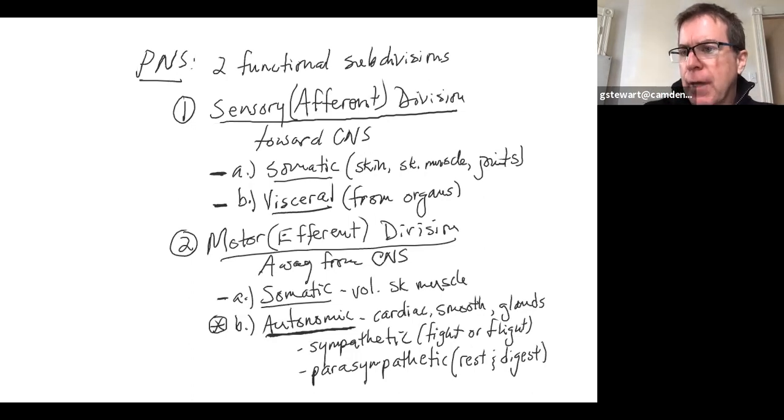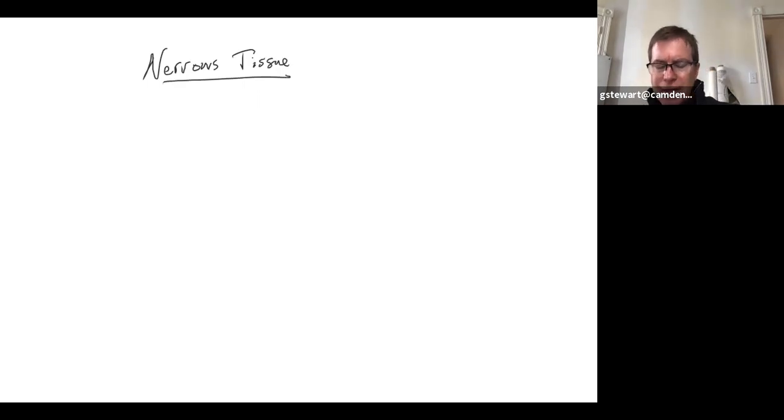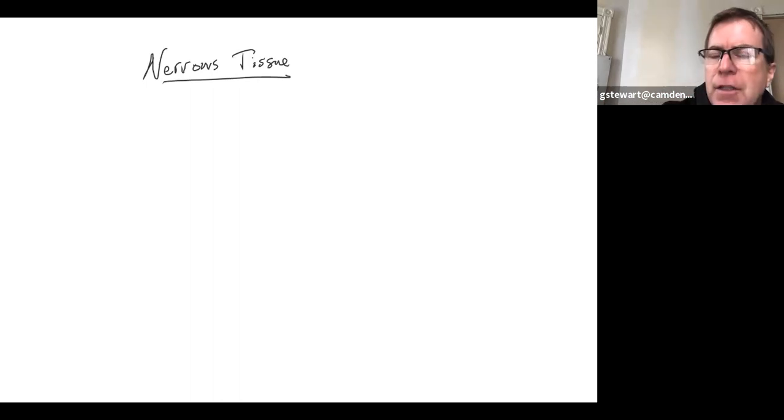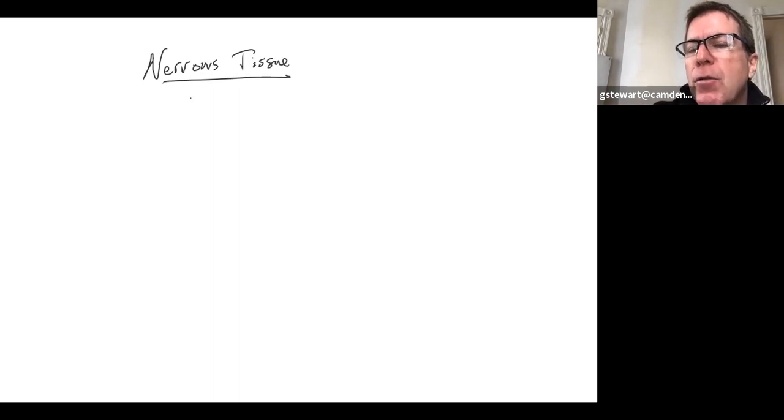Okay, let's move on to a new topic. I'm going to talk about nervous tissue. There's basically two cell types in the nervous system. Those would be neurons and neuroglia. I'll talk about neuroglia first because I think your book does, but let's do just a quick right. There are neurons.